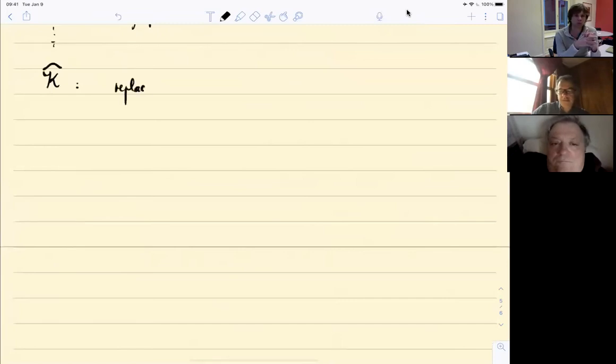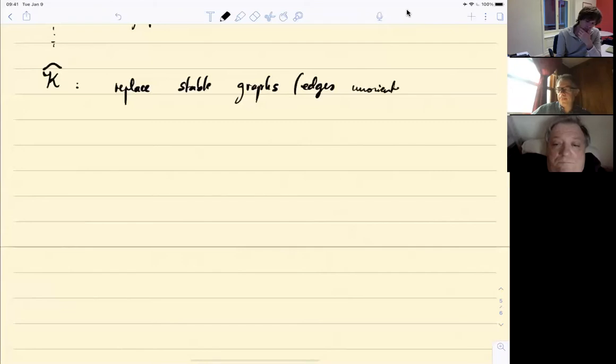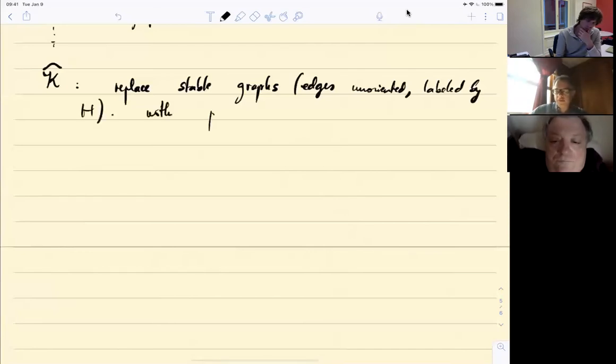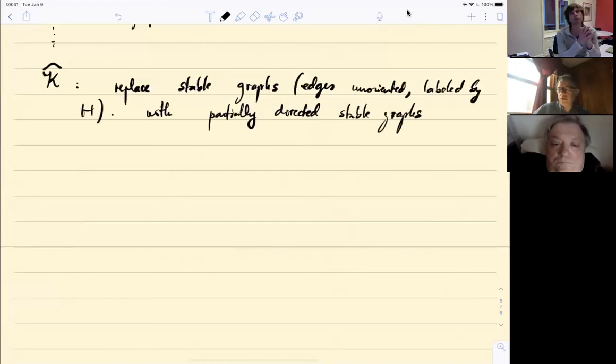I need to replace stable graphs, where edges were unoriented, labeled by this operator H, with something else which we call partially directed stable graphs. By the way, this is all in the second paper, just me and Junwu. So what's a partially directed stable graph? Let me give you the main idea. I'll do a definition by example.